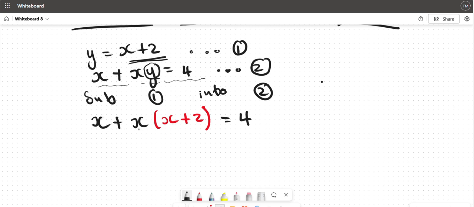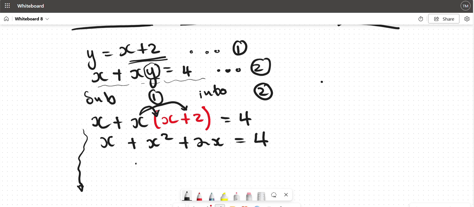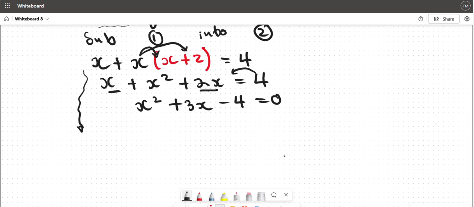Then at this point, I don't have any y's in my equation. I just need to solve for x. So let's do that. I'm going to keep this, and I'm going to distribute the second x, giving me x squared plus 2x is equal to 4. I'm going to gather everything on one side. This and that will give me 3x, and if the 4 comes over, it's negative 4. Then I have this expression. This is a quadratic, a very easy one that I can factorize.